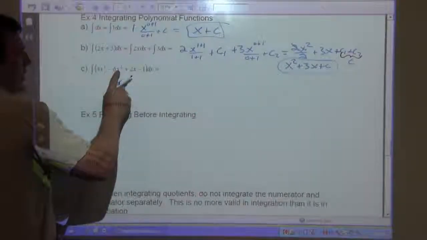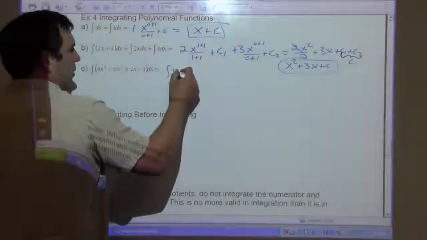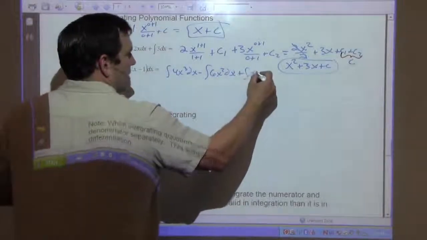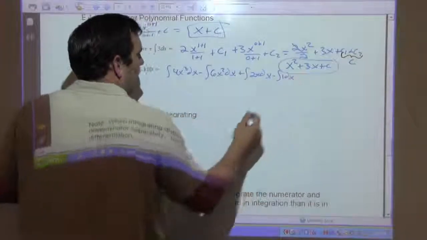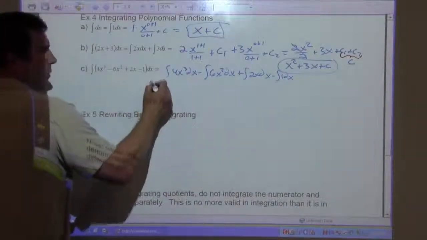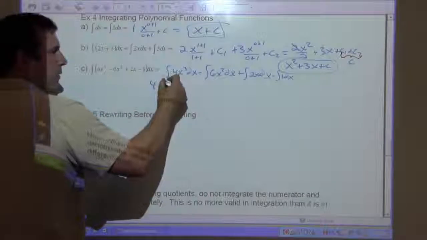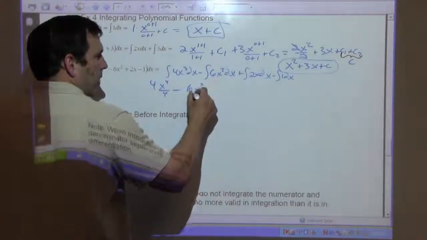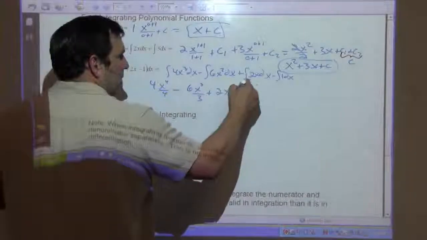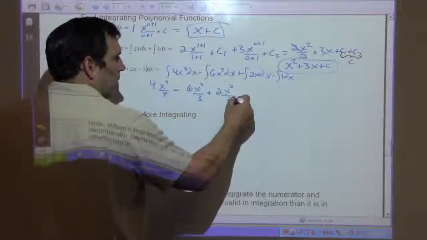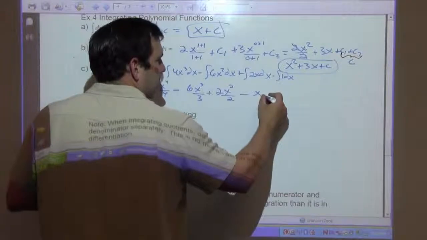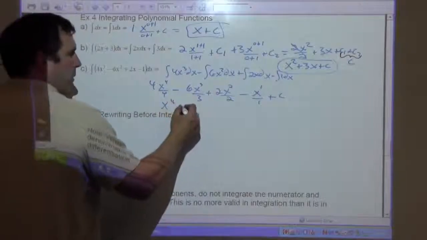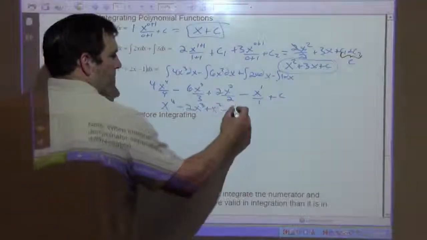Integral of 4x cubed minus 6x squared plus 2x minus 1 is the integral of 4x cubed dx minus the integral of 6x squared dx plus the integral of 2x dx minus the integral of 1 dx. And you could do this all in one string if you want. So this would be 4x to the, it's 3, you add 1 to 3, you get 4 over the 4, minus 6x to the, it's 2, becomes 3 over 3, plus 2x to the, it's 1 power, becomes 2 divided by 2, minus x to the 1 over 1, plus some constant. This becomes x to the 4th minus 2x cubed plus x squared minus x plus c.